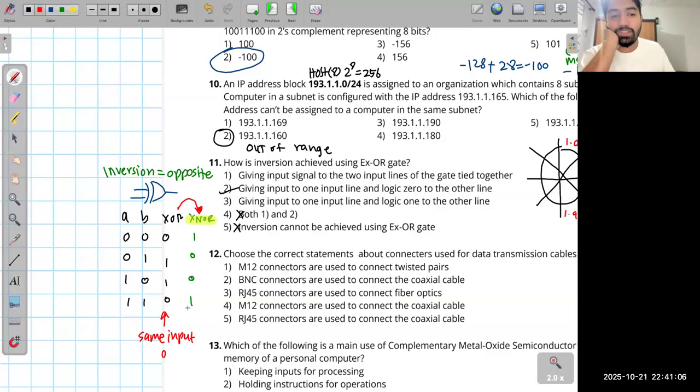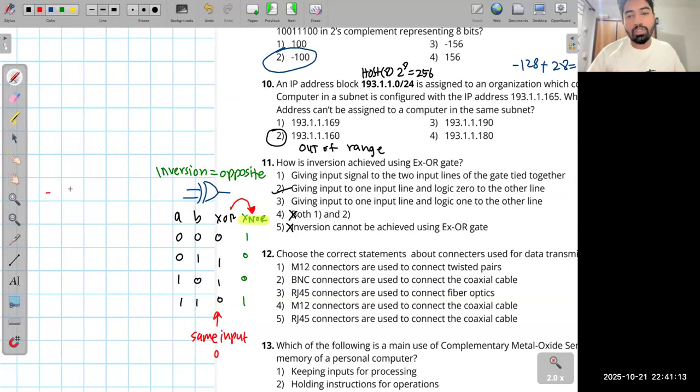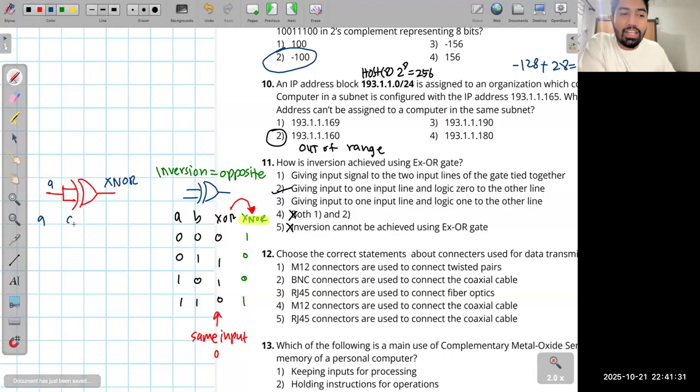How can you achieve this XNOR? They have given different ways. First one, they are telling giving the input signal to the two inputs tied together. If you send the input together, you will be achieving the XNOR gate. If you send A XOR A, this answer is equivalent to XNOR. It is the opposite.